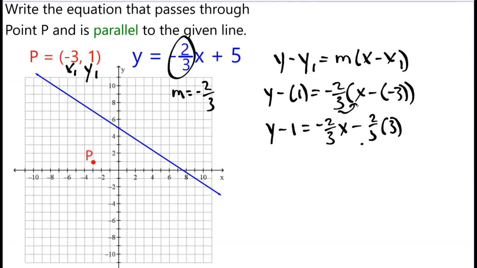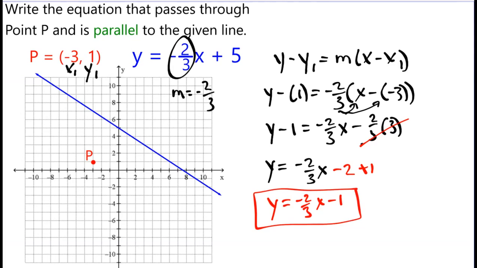We distributed the negative 2/3 through here. Now I'm going to add 1 to the other side. I see here that the 3's cancel, so we have negative 2 plus 1. So finally we have y equals negative 2/3 x minus 1. Let's see if this is correct. We'll check it out by graphing it.